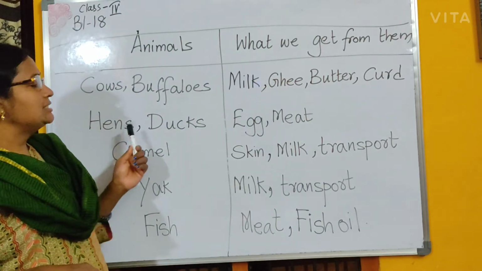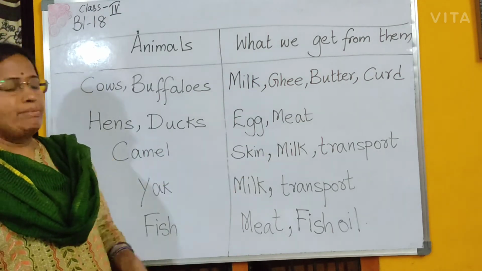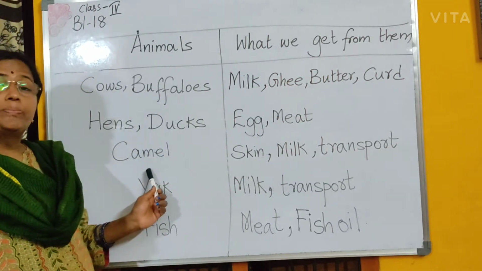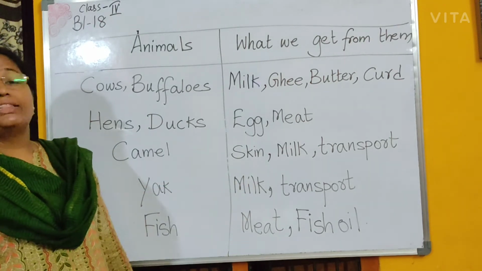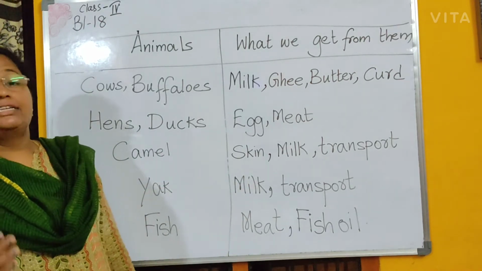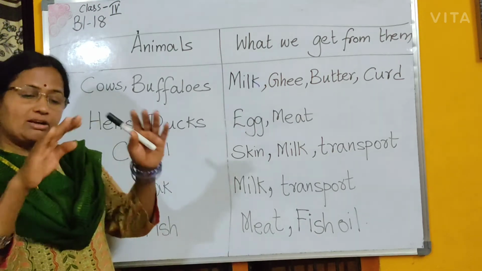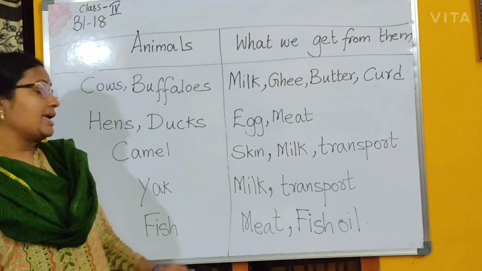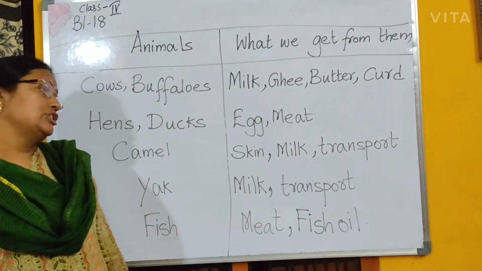So hens, ducks. What do we get from hens and ducks? Eggs and meat. Camel, how is camel used? The skin of camel, okay, when the camel dies, the dead camel's skin is used in making of tents. Okay, camel's skin is used in making of tents, bags and shoes.